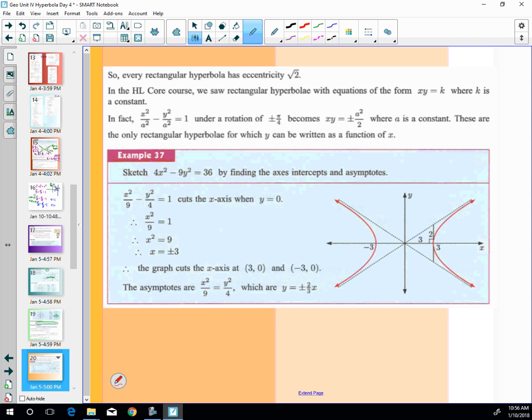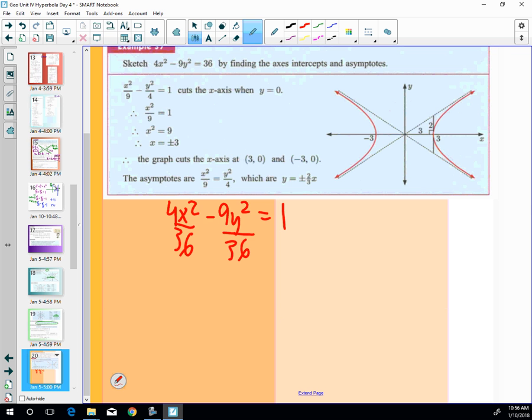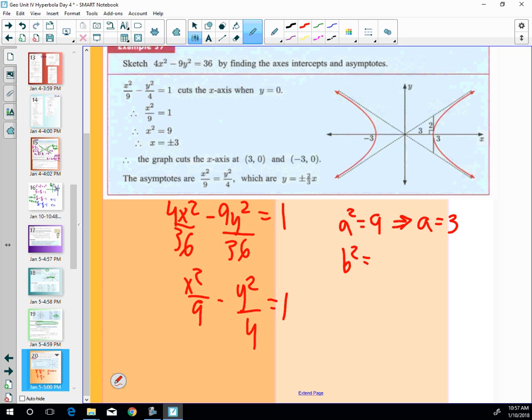So I'm just going to take 4x squared minus 9y squared equal to 36, and I'm going to divide by 36. That's going to give me x squared over 9 minus y squared over 4. So a squared is equal to 9. Therefore, a is equal to 3. You'll be able to find the focal point. Well, not yet, because we need to find e. b squared is going to be equal to 4.